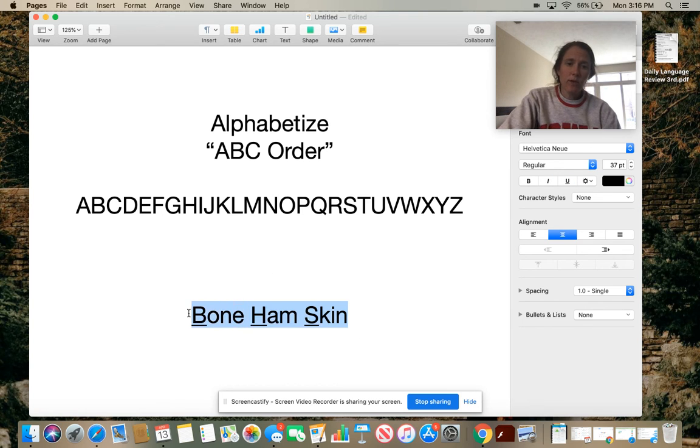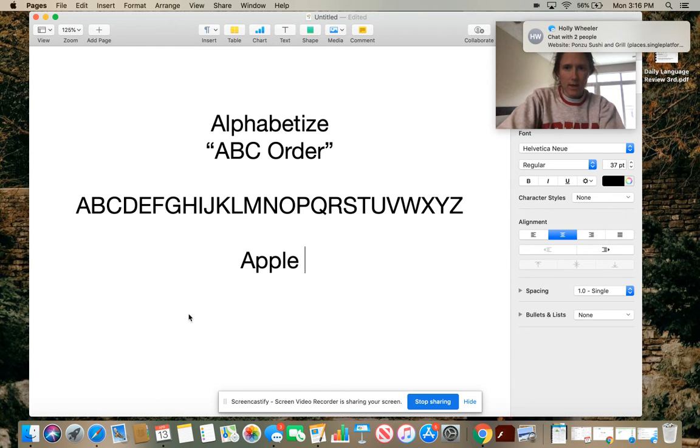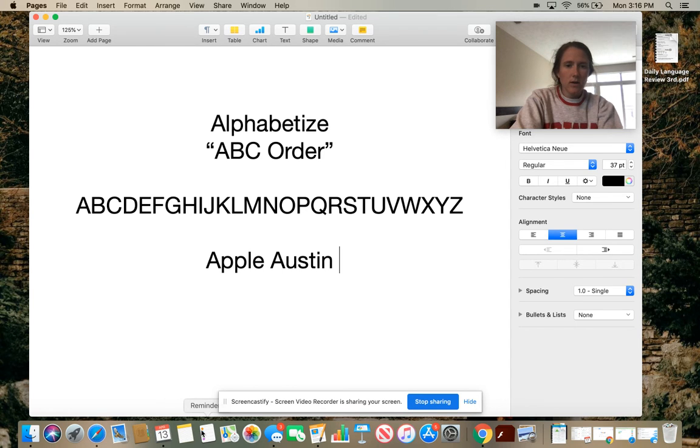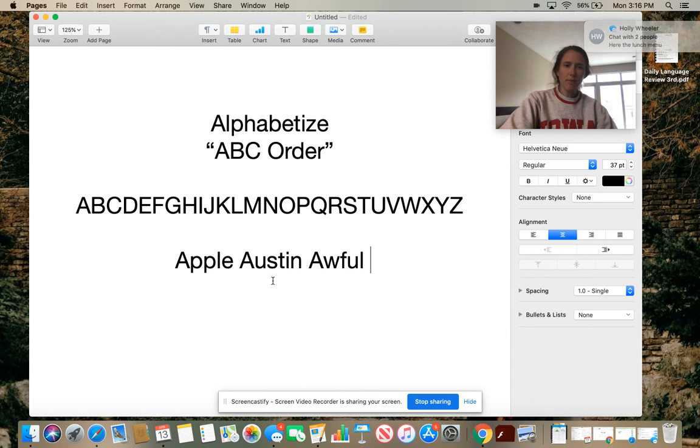Now, sometimes we have words like apple, Austin, and awful. So if you look at apple, Austin, and awful, they all start with A. So we can't look at the first letter of the word. We have to look at the second letter of the word. So then we look at the P, we look at the U, and we look at the W. So now we put them in alphabetical order based on the second letter in the word.